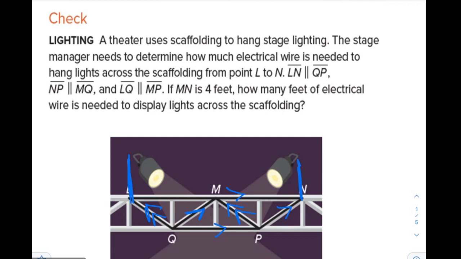If MN is 4, so we have this length is 4. I'm putting everything on the sketch. How many feet of electrical wire is needed to display lights across the scaffolding? So that means we are looking for the whole length here from L to N. If we were able to prove that this triangle is congruent to that, then we can say that this is 4.